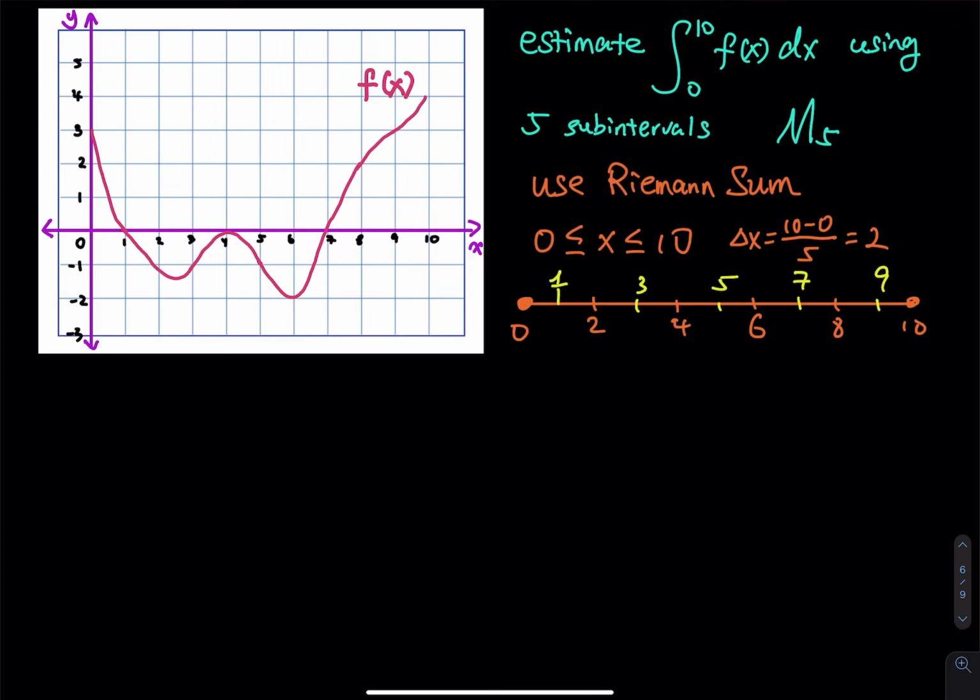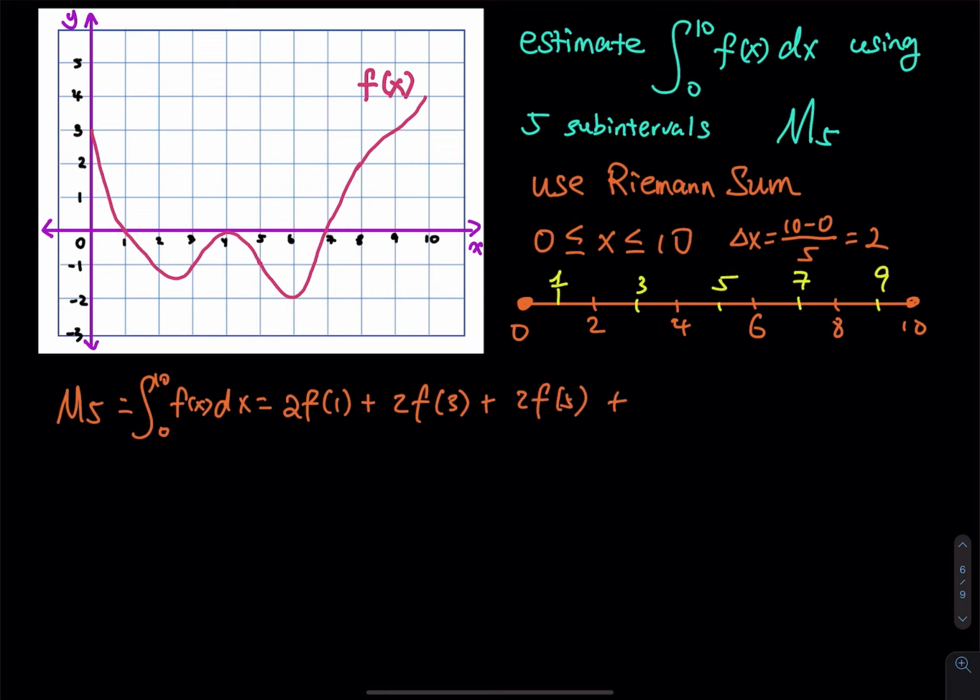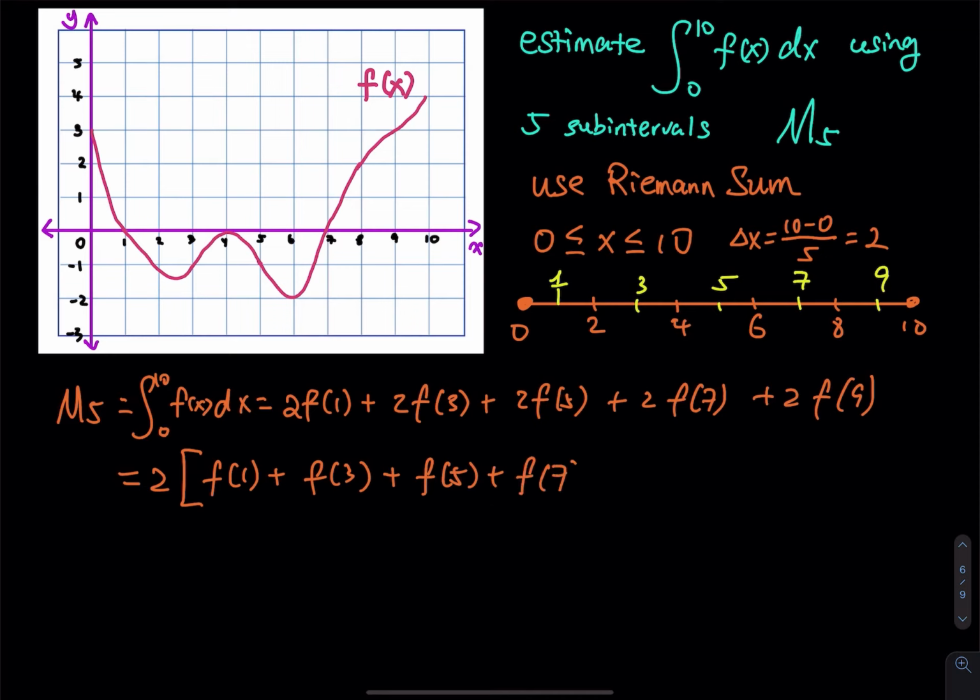Okay, and then for midpoint, we will have to use all of them. So this is M5. So M5, that is the integral from 0 to 10 f of x dx. That is equal to delta x times f of 1 plus delta x times f of 3, delta x f of 5, delta x f of 7, delta x f of 9. Let's perform the factor form. 1, 3, 5, 7, 9, and then you do the evaluation, right?